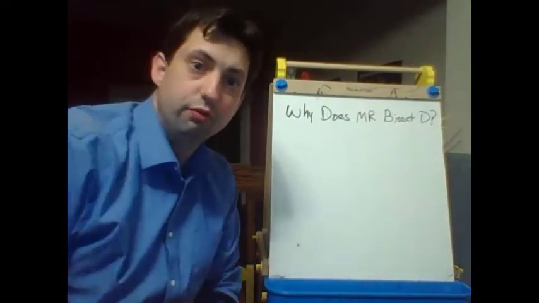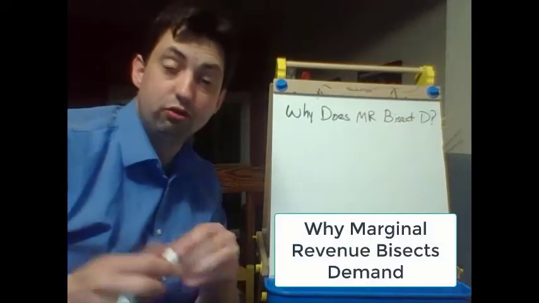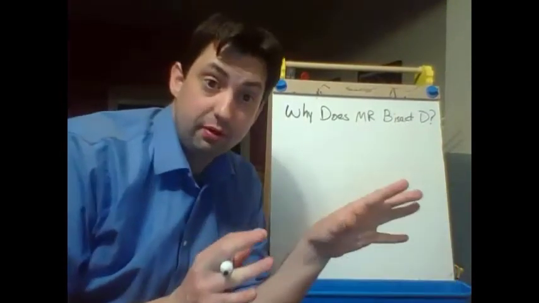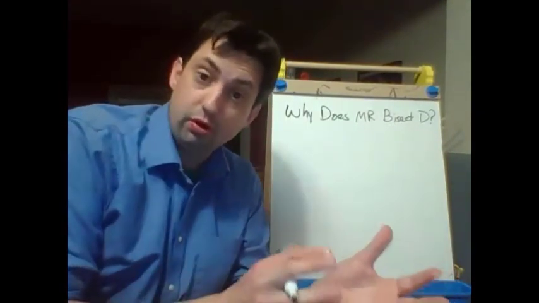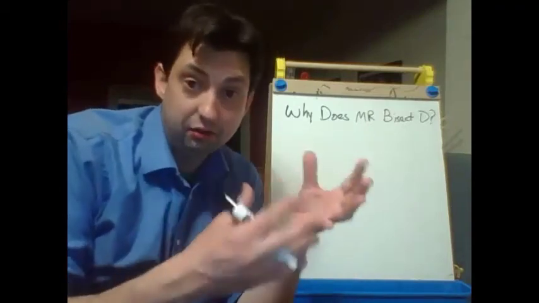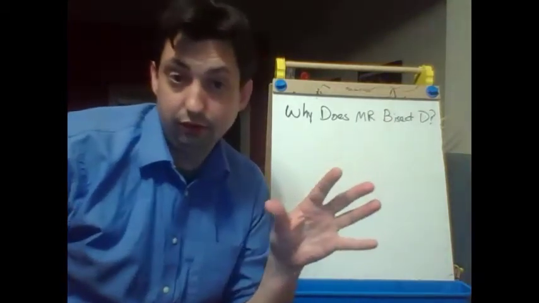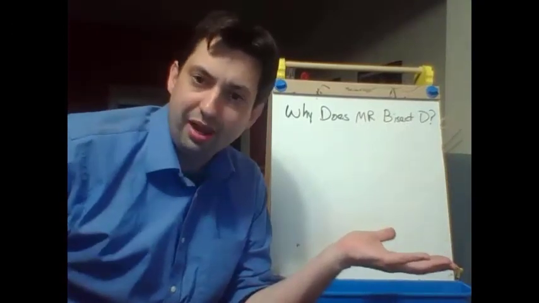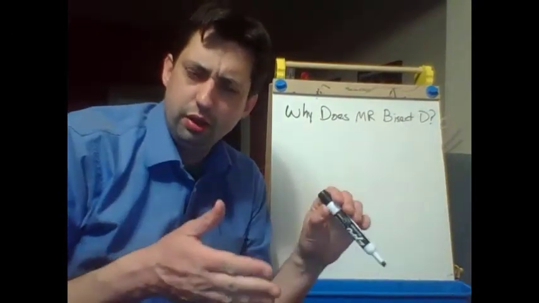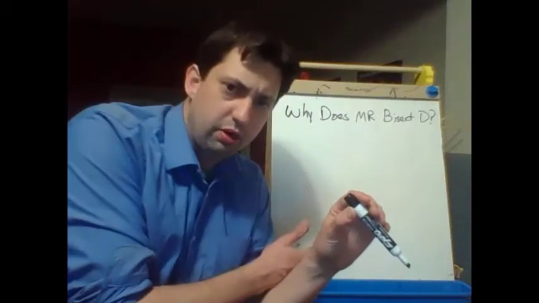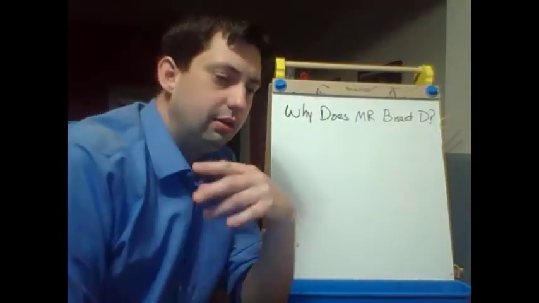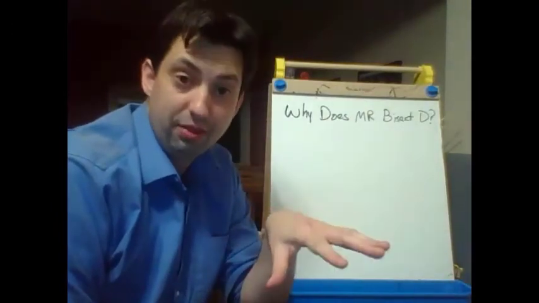Okay, so now let's switch over to why does marginal revenue bisect demand in the first place? Because it seems kind of weird, but obviously it's really important to recognize that it does, because that completely changes the analysis. Because marginal revenue bisects demand, that means the equilibrium quantity no longer matches the optimal quantity. So we can do this in a couple of different ways. Let's start with a straightforward math way.